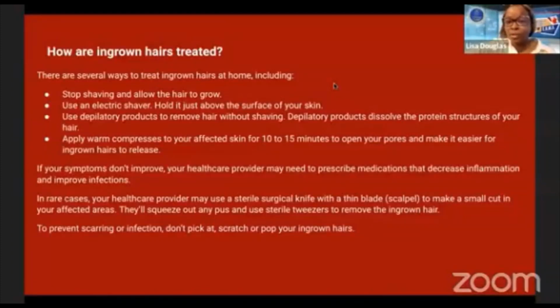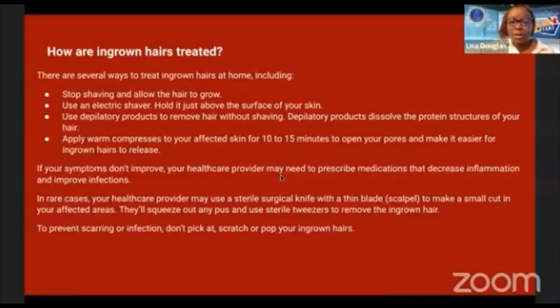Depilatory products dissolve the protein structures of your hair. Apply warm compresses to your affected skin for 10 to 15 minutes to open your pores and make it easier for ingrown hairs to be released. If your symptoms don't improve, your healthcare provider may need to prescribe medications to decrease the inflammation and improve infections.